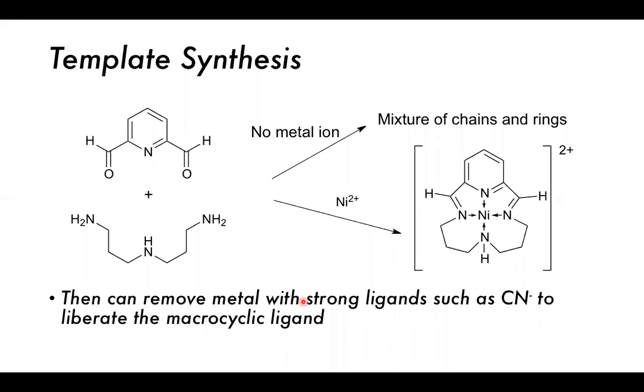Then you can remove the metal with strong ligands such as cyanide to liberate the macrocyclic ligand. So you just use a different ligand, a ligand exchange reaction, even though this is a macrocycle. So long as you give a ligand which has a more preferential binding, you can get the metal out again.